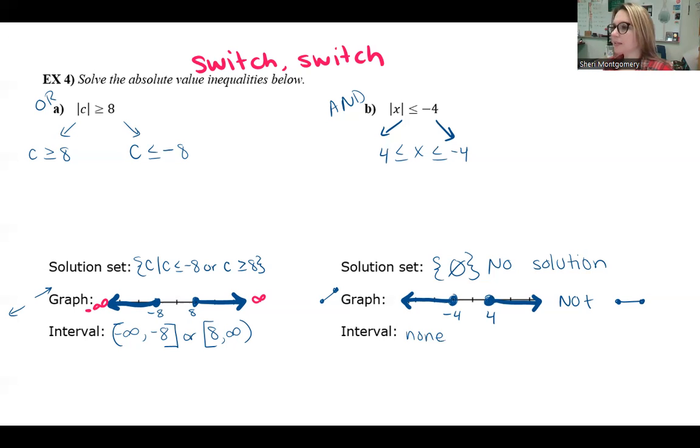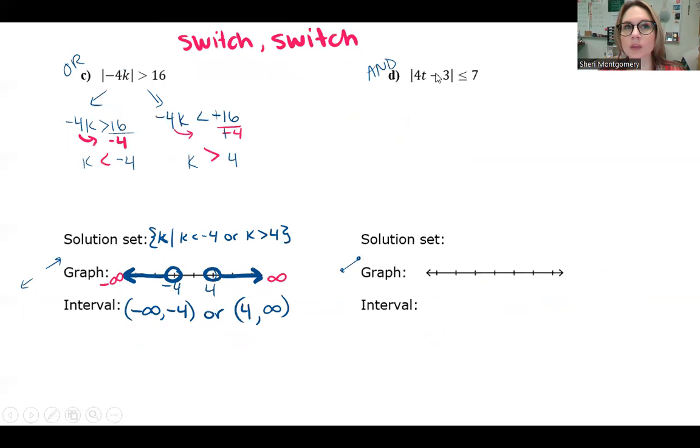Are we good with that problem? The last one that we're going to do. This one, it's a less than and. The absolute value is isolated. There's nothing else over here.